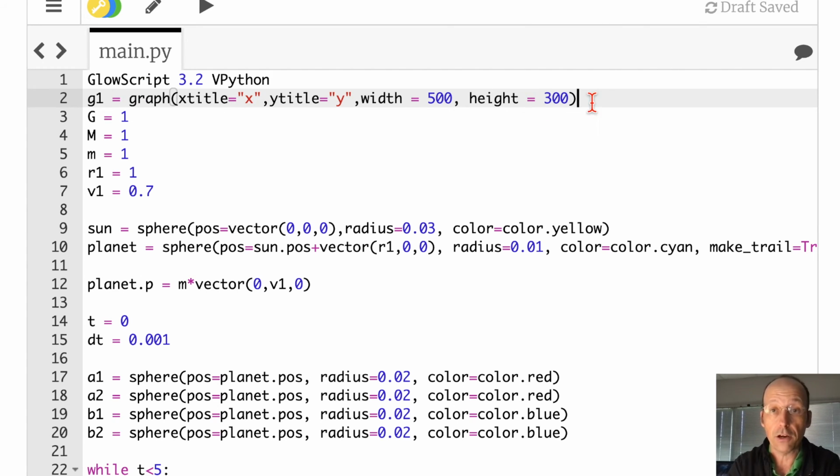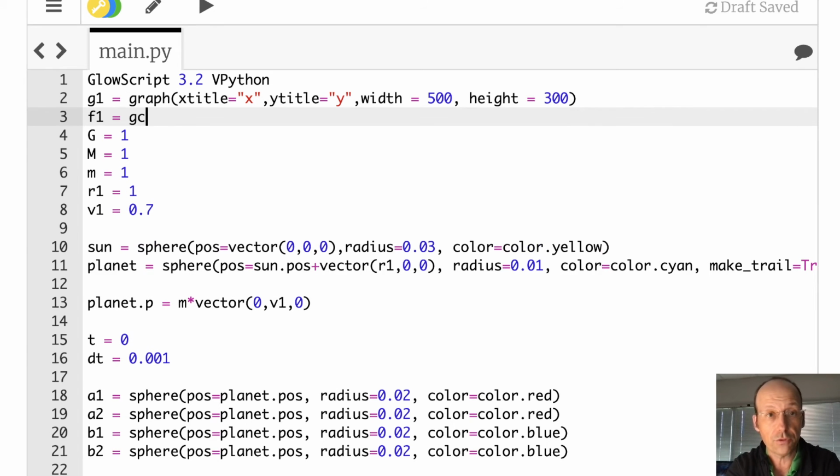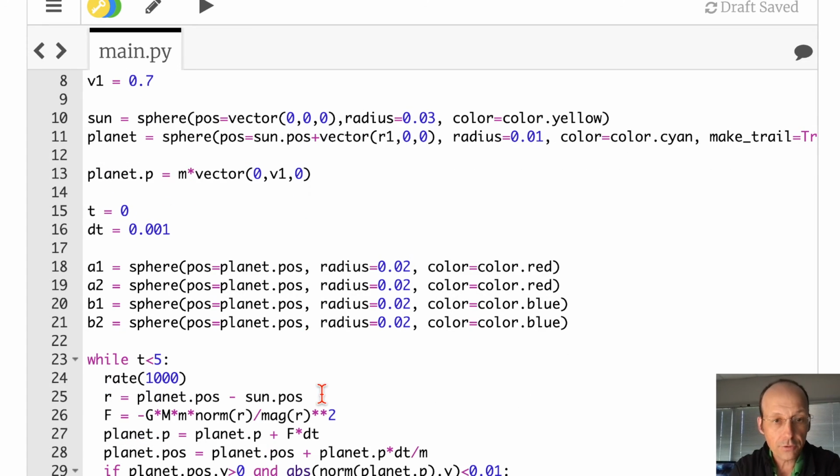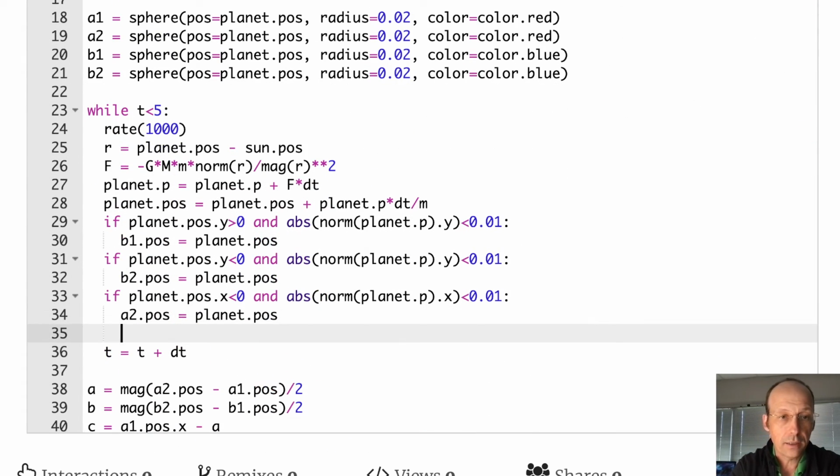Now I need a graph. I'm going to graph F1 equals gcurve, color equals, if you have questions about graphing, just let me know. I can go over as much graphing stuff as you want. color.blue. So G1 makes the axis. F1 is the thing I'm actually plotting. So down here, I'm going to plot F1.plot. I want to plot the trajectory, so x versus y. So that's going to be planet.pos.x, planet.pos.y.